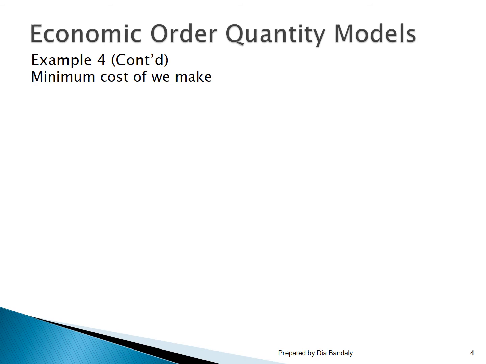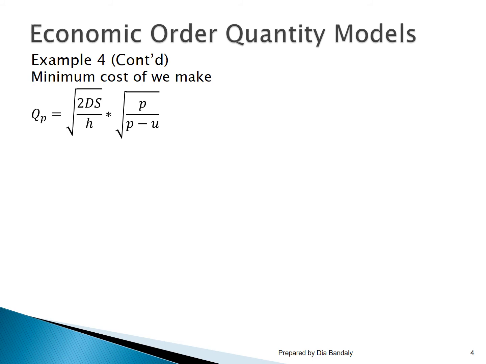All right, what about if we want to make it? How much will it cost us? Of course, we're going to look for the minimum cost by finding the EPQ. So first we start by finding the EPQ. We know that it's equal to the square root of 2DS over h times the square root of P over P minus U.